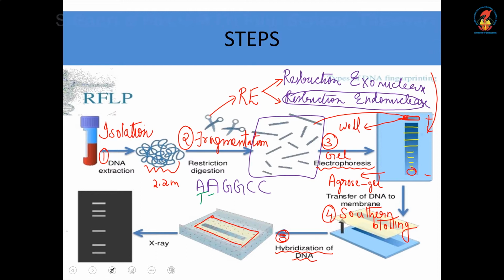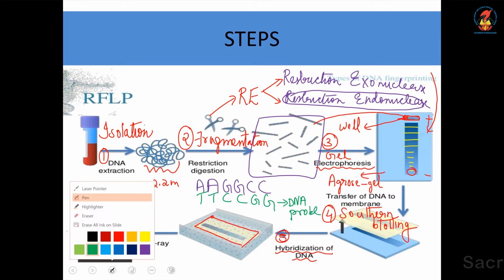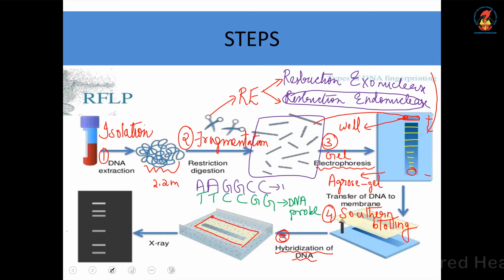Again A, T. Complementary to G, C. Again complementary to G, C. Complementary to C, G, G. So you can see what is made in the lab, a DNA probe. The green indicates the DNA probe, and the violet, let it indicate the VNTR of the person.